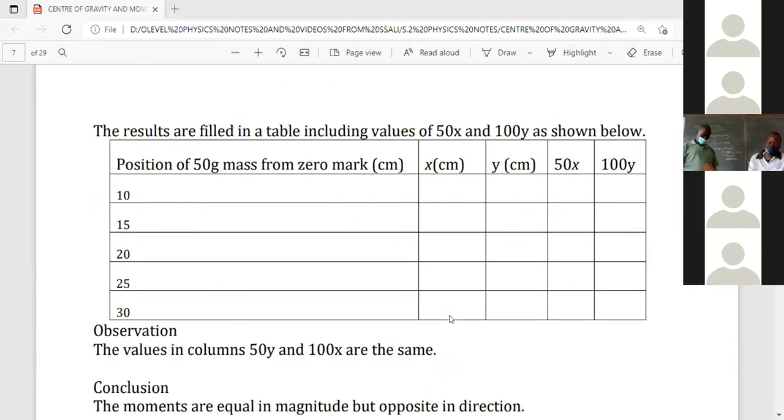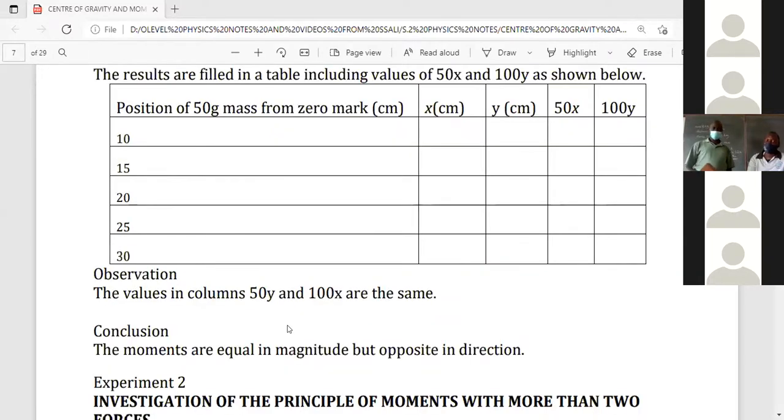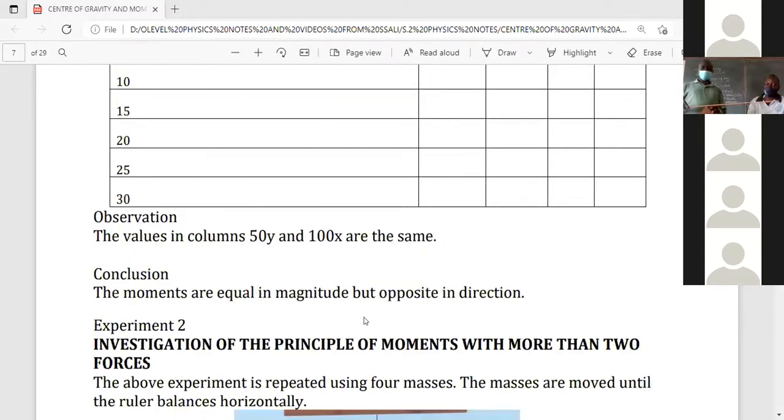The results are filled in a table including values of 50x and 100y, shown below. Observation: the values in columns 50y and 100x are the same. Conclusion: the moments are equal in magnitude but opposite in direction.